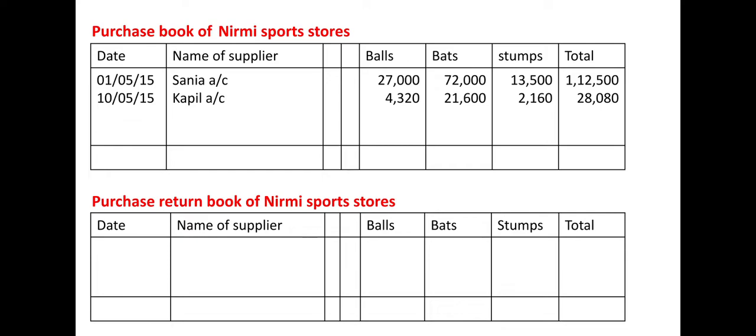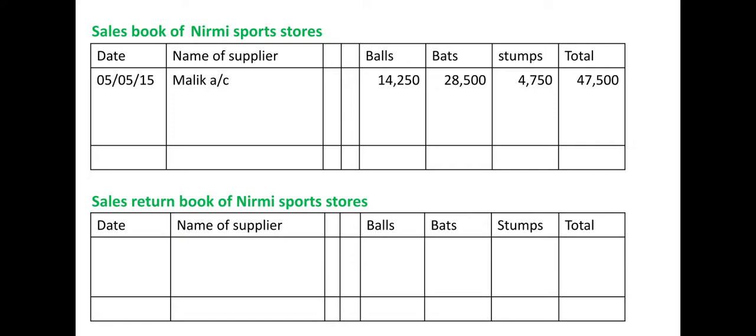Okay, so let's go on the other page, that is sales book. In sales book, we have already done one transaction of Malik. Now on 13th of May, we are selling goods to Yusuf. So what we are selling, student? We are selling balls, 40 numbers. The price of one ball is 200. If you multiply, you will get 8,000.